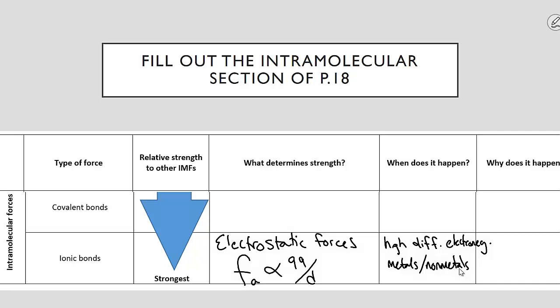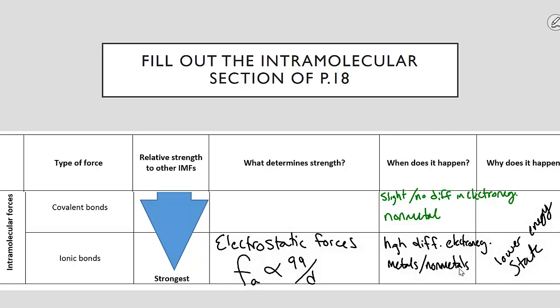Now, all intramolecular forces happen to lower the energy of the atoms involved. There's a lower energy state when bonding. Covalent compounds form between non-metals, generally, and it's when there's a slight or no difference in their electronegativity values.